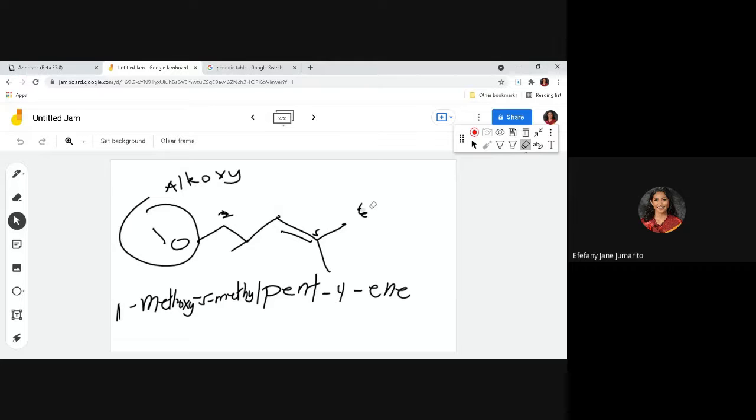Okay, so we count here. 1, 2, 3, 4, and then 5. So if that's the case, we have the ene in 3, our carbon is in 3, then our methyl is in carbon 4. Okay. 1-methoxy-4-methylpent-3-ene.